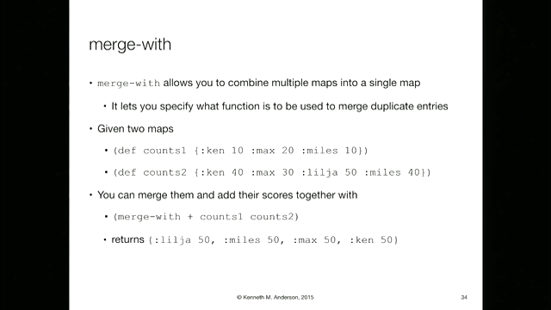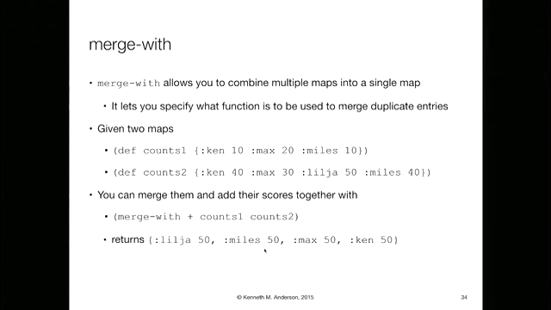Okay, so merge-with does just what I said. You give it two maps, and then you give it a function, and it will create a new map. So here we've got maps with symbols Ken, Max, Miles, Lilia, and Miles. And you say combine these two, and when you have to combine two duplicate entries, use plus to do the combination. So here, Ken appears in both maps, so the new map has Ken with 50. And Miles had a 40 and a 10, so he shows up with 50 as well, and so on.